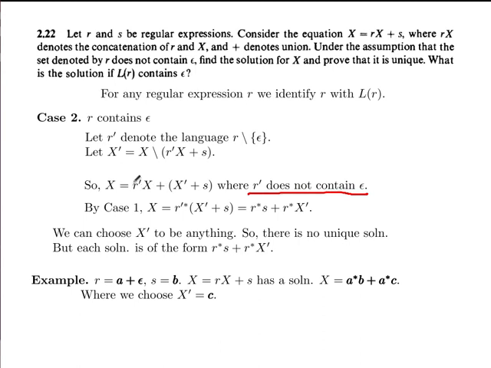So this R is replaced by R prime, where R prime does not contain this epsilon. So this is exactly the same as case 1, and then we have, instead of S, some X prime union S. So what was the unique solution for this case 1? It's star of this thing followed by this thing. So this is the solution, right? And this solution is equal to this solution.